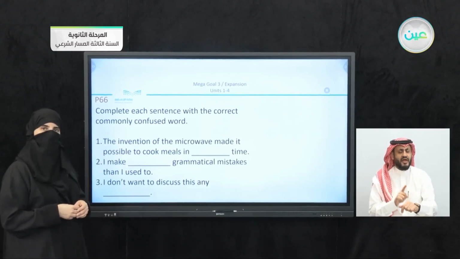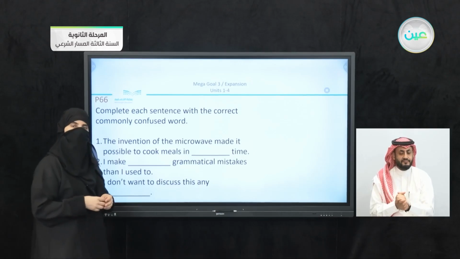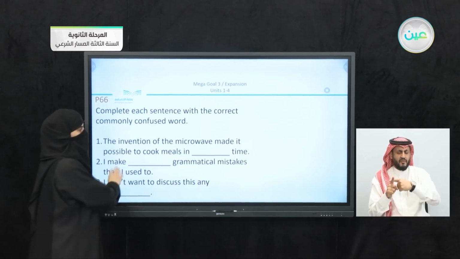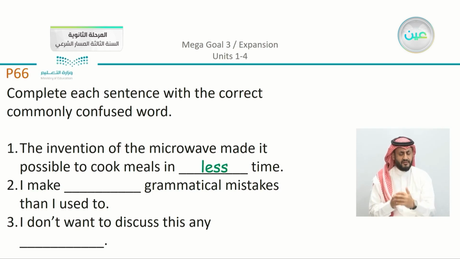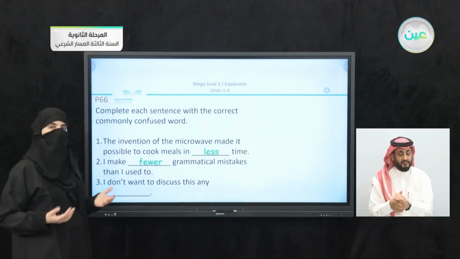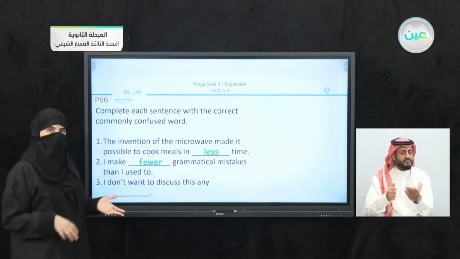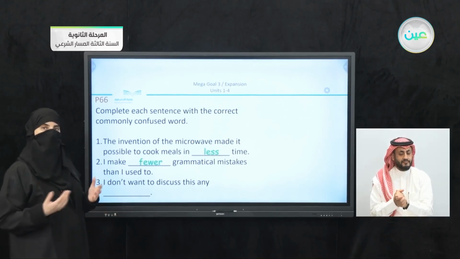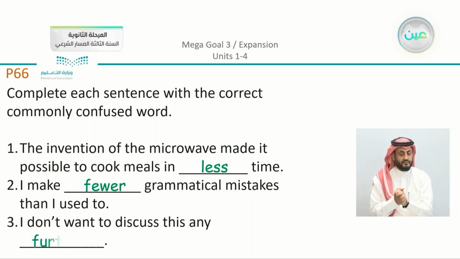So what can you say? Now we are going to use a microwave to reduce the time, so we can say in less time. I make blank grammatical mistakes than I used to. Mistakes are countable, so here I can say that I make fewer grammatical mistakes. And we have the 3rd sentence, I don't want to discuss this any blank. So we mentioned farther or further. Which one is about additional time or distance? So we can say that we have here the words any further.